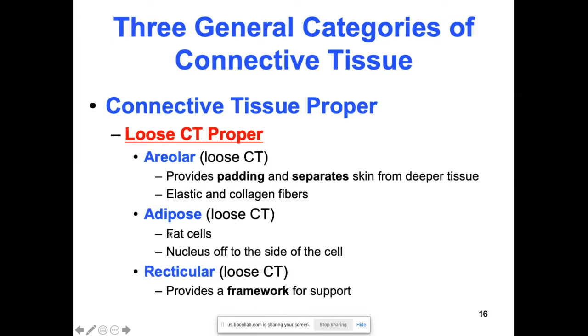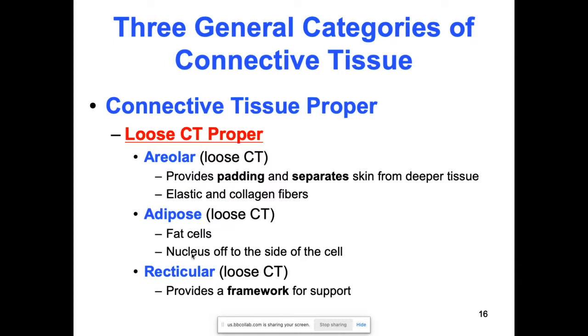Adipose, these are fat cells, sometimes called adipocytes. Adipocytes have nuclei that are off in the periphery. They're not centrally located like we saw with epithelial tissue. When you see a cell that may look like a squamous cell because it's flat, but you don't see a centrally located nucleus, it's off to the rim, to the periphery, that's going to be an adipocyte or fat cell.